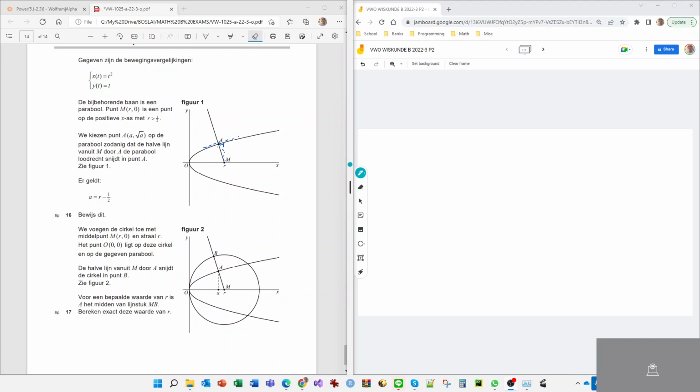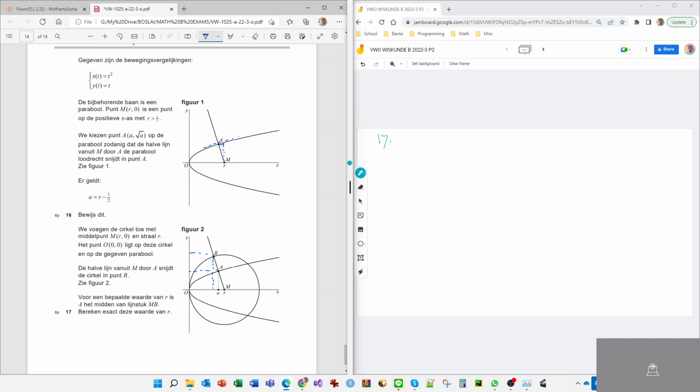Last question, 17. We have a circle here with radius r, the center M, and if line AM crosses in a point B, then A is right in the middle between M and B. So that will mean that the point B is at an equal distance from A as point M is from A, and the same for the y values.